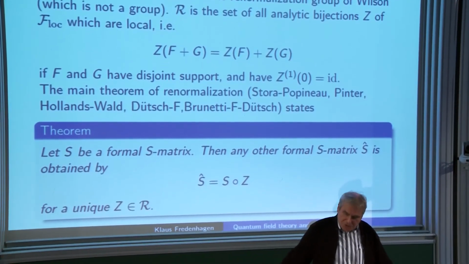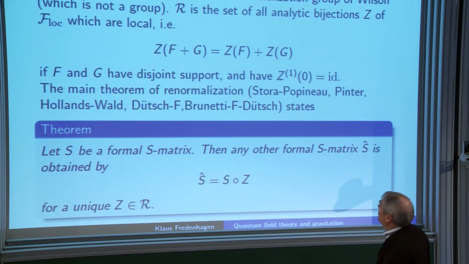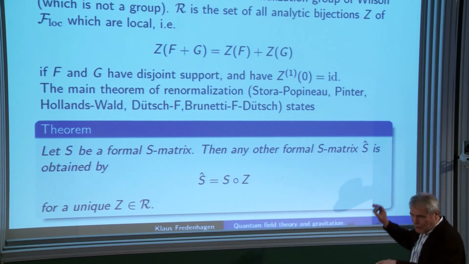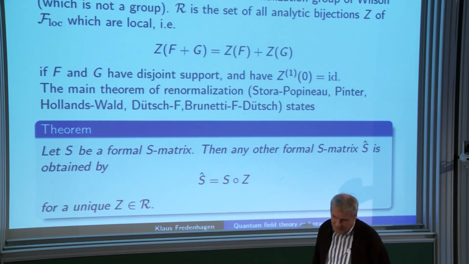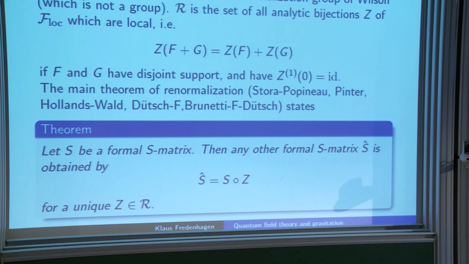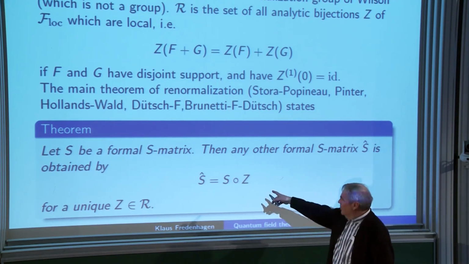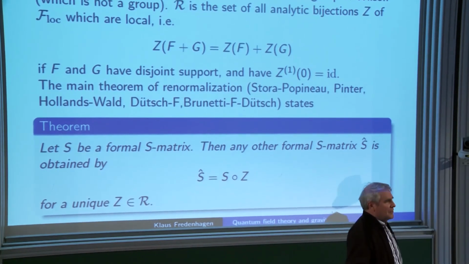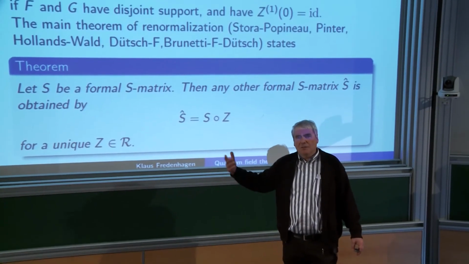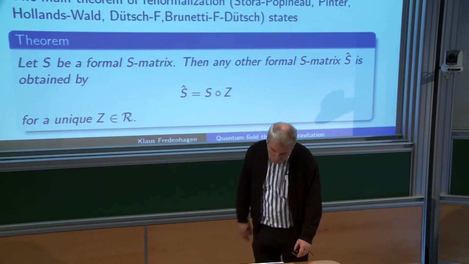And then there is something which was called the main theorem of renormalization, from an unpublished paper by Stora and Popineau. And okay, there are different versions of these theorems with different generality. And the statement is that if I have found such a formal S matrix, then any other formal S matrix S hat is obtained from the original one by composing it with an element of this group. So all questions of renormalization can then be reformulated in properties of this group. So for instance, anomalies and so on can be discussed in terms of the group.